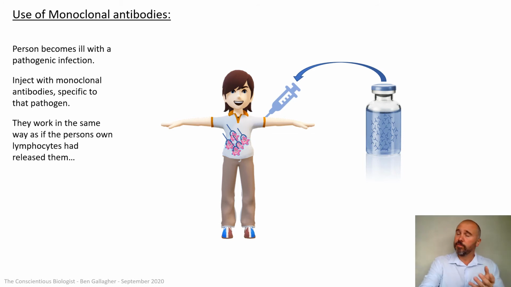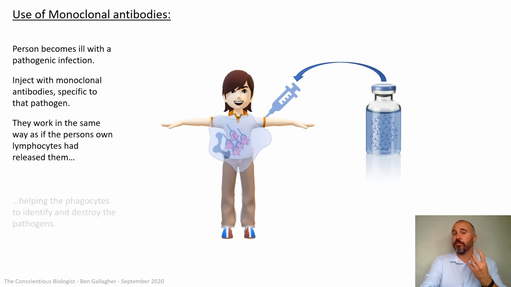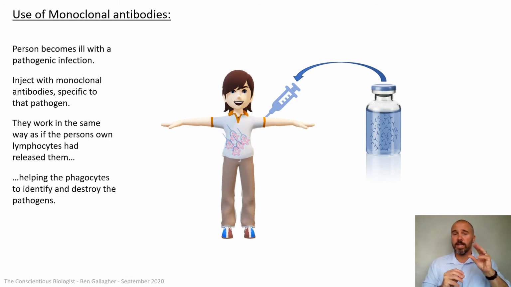Now, if they've tagged all the pathogens, of course, the phagocytes can then come along really quickly and easily, munch all the pathogens, and the person's cured, the person's better. So monoclonal antibodies are a really, really quick way to fix and cure someone of a disease. And this can work for almost any communicable disease, be it viral, fungal, or bacterial.